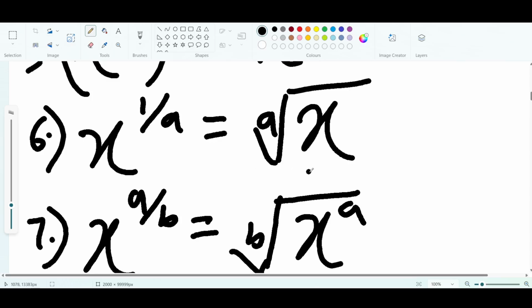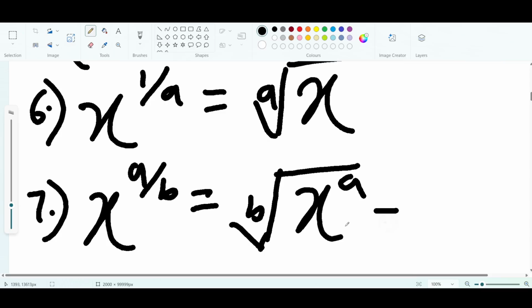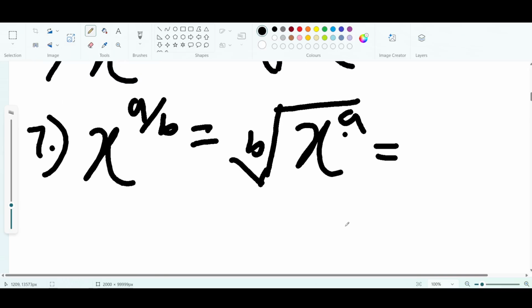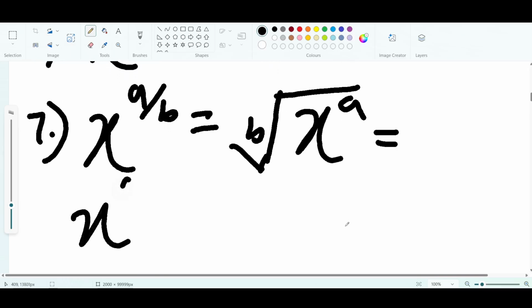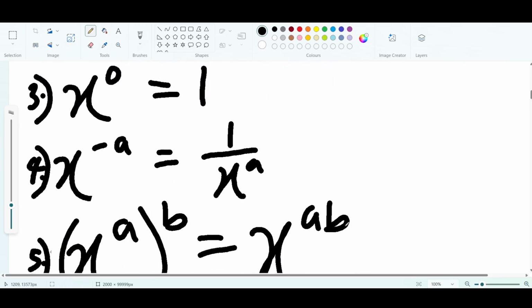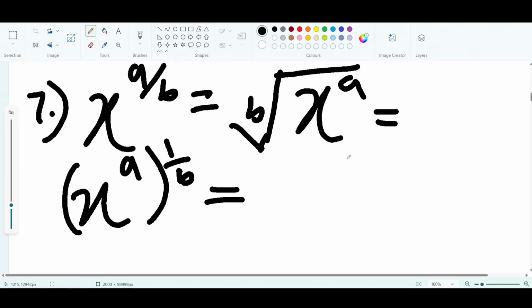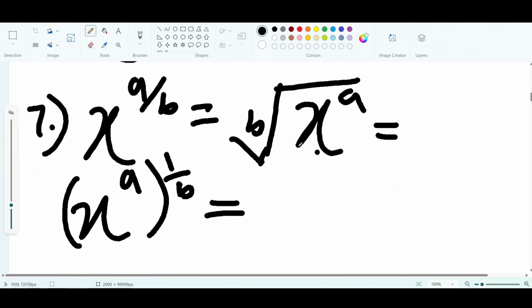Then this a is now coming out. Like when we have x raised to power a, then raised to power 1 all over b, we apply the fifth rule. The fifth rule, which is x raised to power a and b, becomes x raised to power ab. So what this is telling us is that this one and this one are multiplying like this.